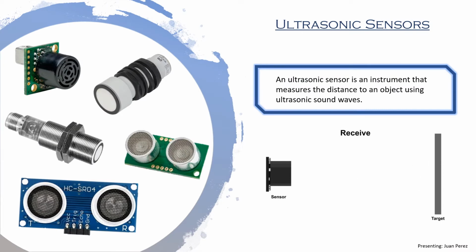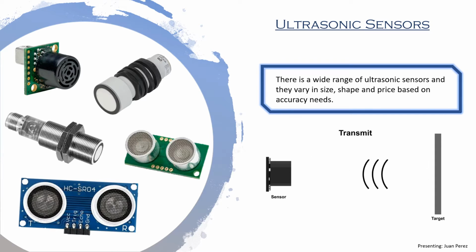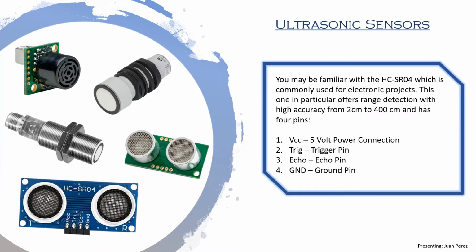Now I'm going to be talking about ultrasonic sensors. An ultrasonic sensor is an instrument that measures the distance to an object using ultrasonic sound waves. There's a wide range of ultrasonic sensors, and they vary in size, shape, and price based on accuracy needs. You may be familiar with the HC-SR04, which is commonly used for electronic projects. This one in particular offers range detection with high accuracy from 2 centimeters to 400 centimeters and has 4 pins. 1 is VCC, 2 is trig, 3 is echo, and 4 is ground.